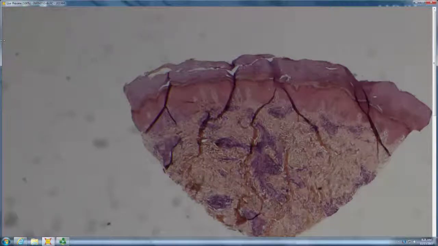Looks like a scale crust. Probably facial skin. Scale crust, facial skin. Mixed infiltrate, mostly lymph, so. Yeah, it's mainly lymphs.